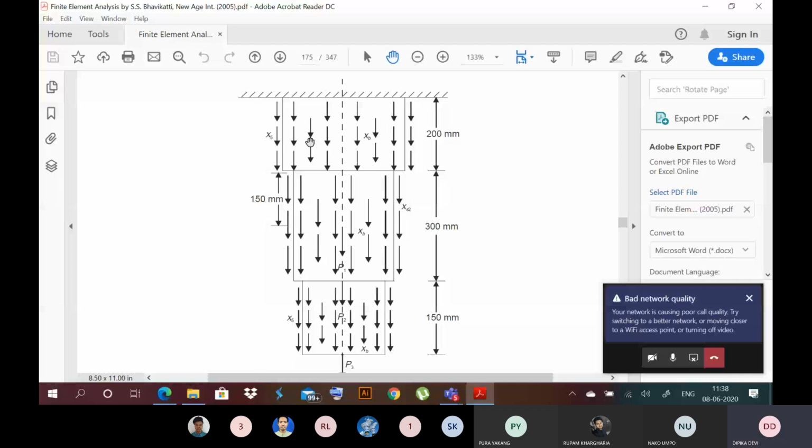They have considered 4 elements. I don't know why. Anyway, our discussion is how to get this consistent load vector and how to discretize. We've already discussed that depending on the discontinuity, we may have more nodes.